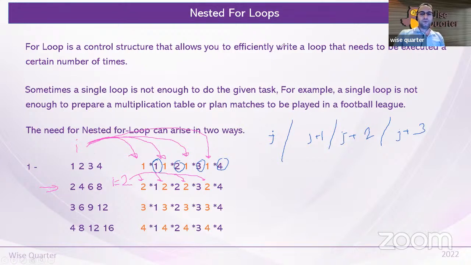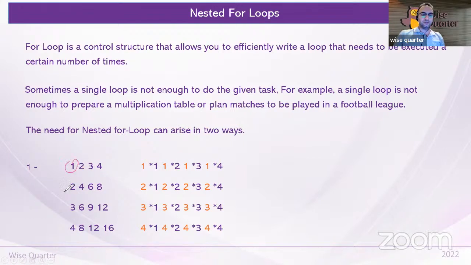Outer loop will decide the line numbers 1, 2, 3, 4. And inner loop will be about 1, 2, 3, 4, or we can use any numbers. Outer loop starts from 1 and ends at 4, as you can see. As long as the starting point is 1 and the condition is I smaller or equal to 4, it will continue, and each time it will increase the value of I by 1.